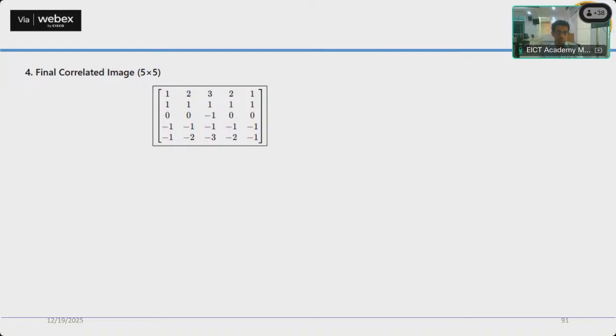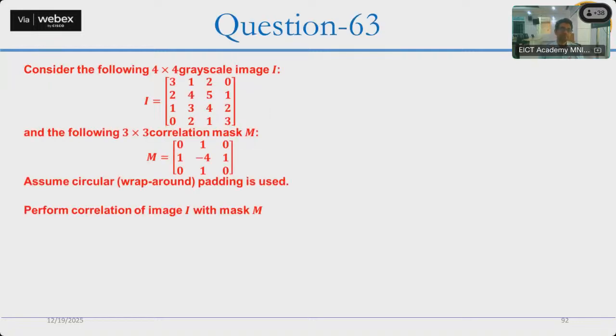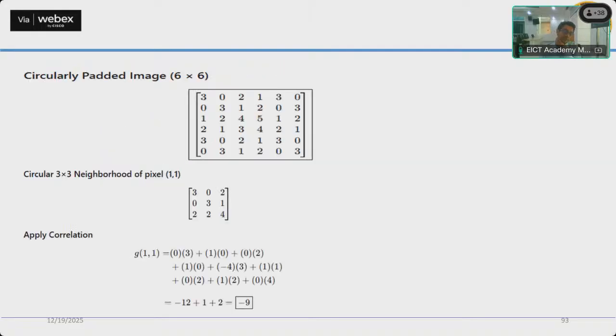Find the correlated image, 5 by 5. This is the question. Another question. Here it is the same thing. Circularly padded. G11 means which element? This is basically the 0. It is 0, 1. That should be the 0, 1. So it should be the 3.